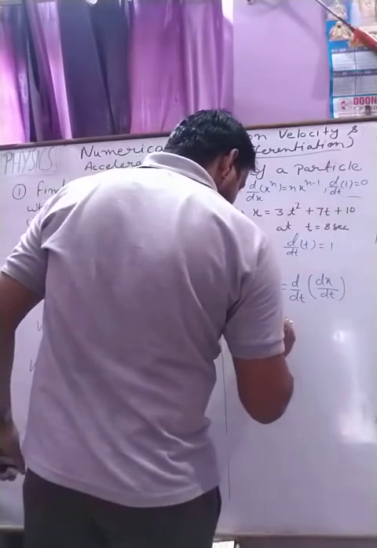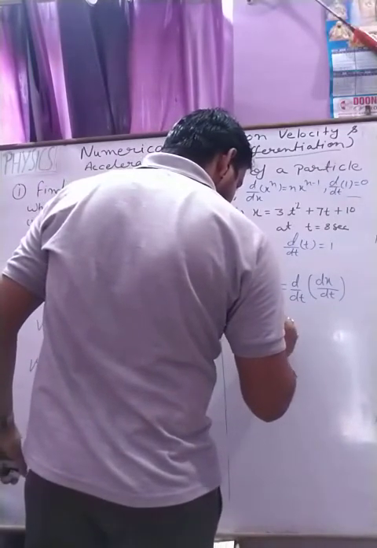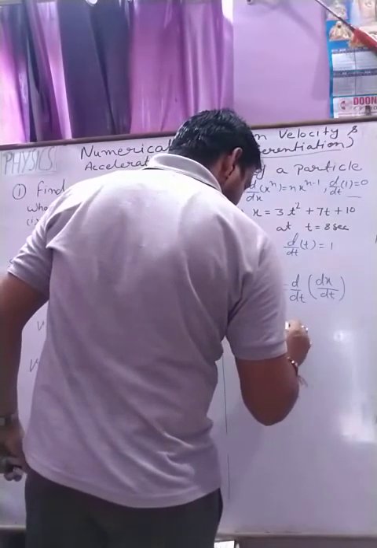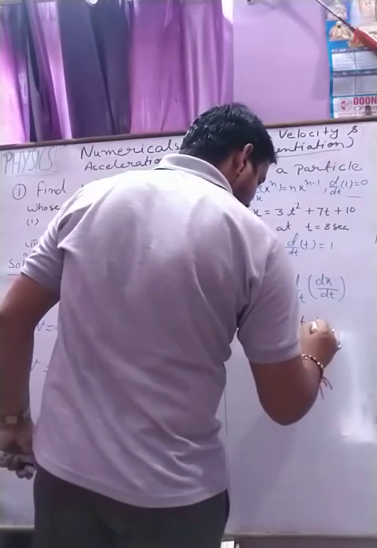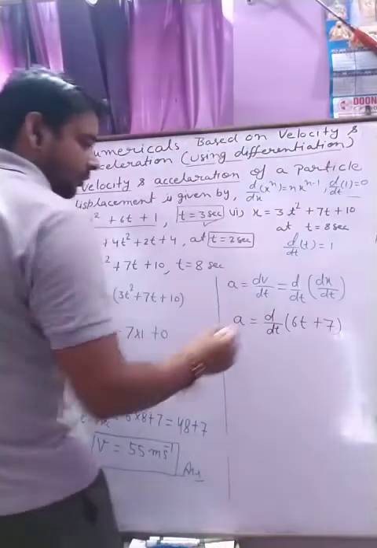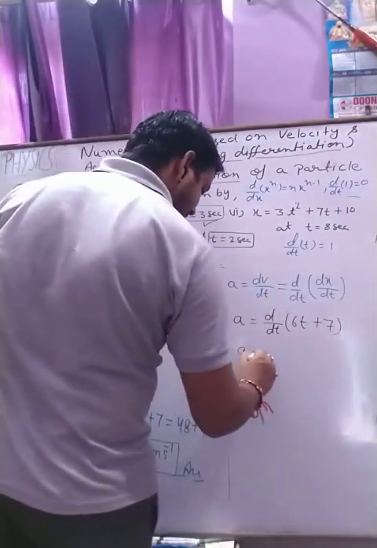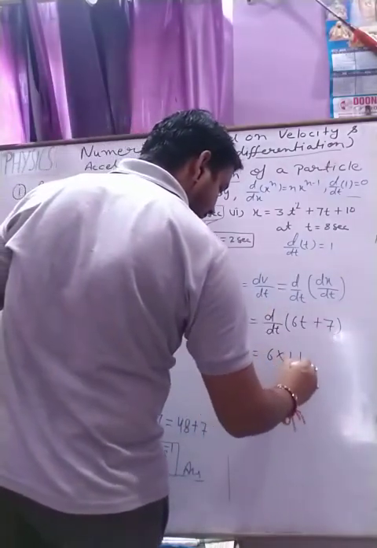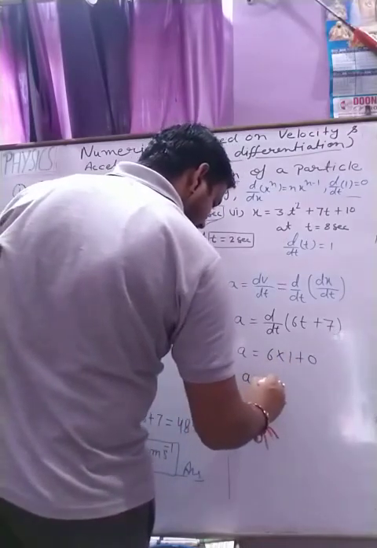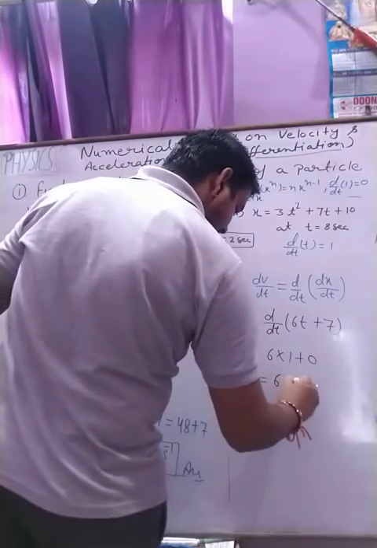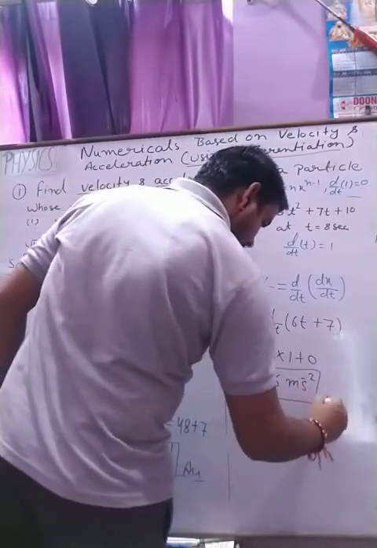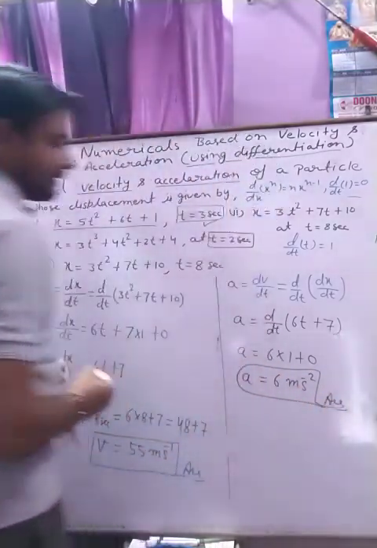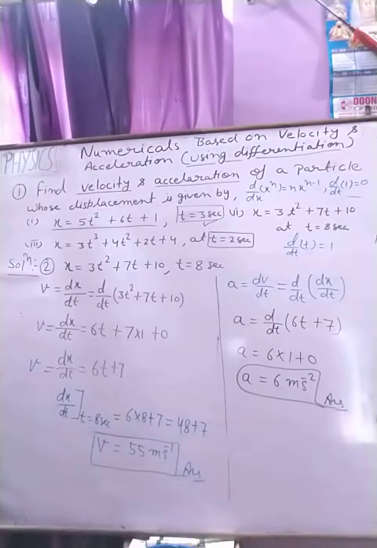Therefore acceleration is d over dt of 6t plus 7. On solving it we get acceleration is 6 into 1 plus 0, so we get acceleration is 6 meter per second square. This is the acceleration. Calculate this also.